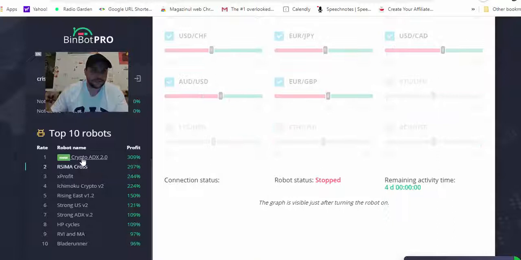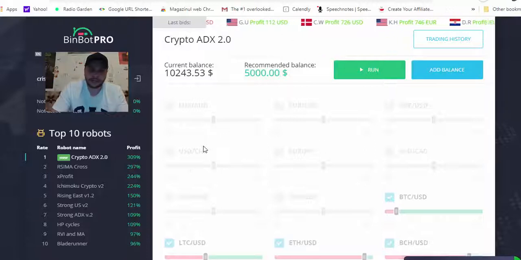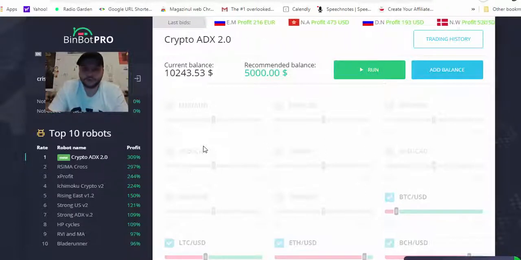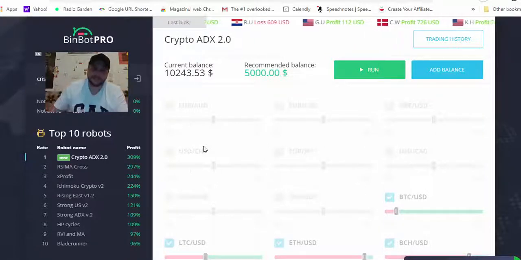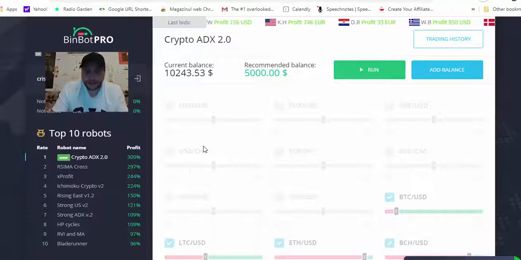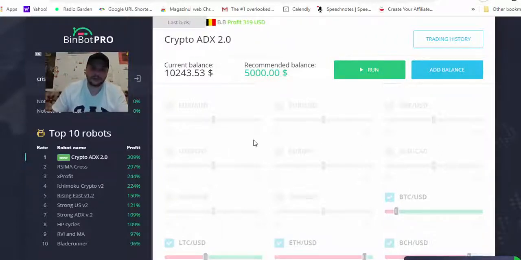And for this, the most important thing is that they recommend a balance in order to trade with these robots. I used Crypto ADX, and they are quite profitable, but as you can see, you need $500. This balance is different from country to country, so it's better to follow this recommendation in order to be profitable with this trading software. So if you have $500 to invest, start investing $500. If not, you can choose other robots, as I will show you.